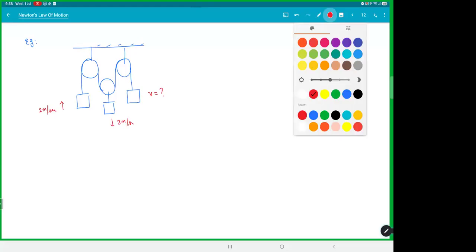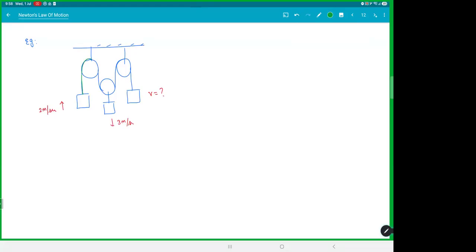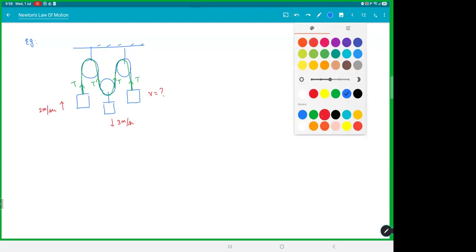Step 1, label the tensions. If you see this entire string, it is the same string. So this will be tension, this will be tension, this will be tension, this will be tension. Now you can clearly see, right? These 2T is acting on this only, so it is the same tension there. Step 2, find the power on each block.